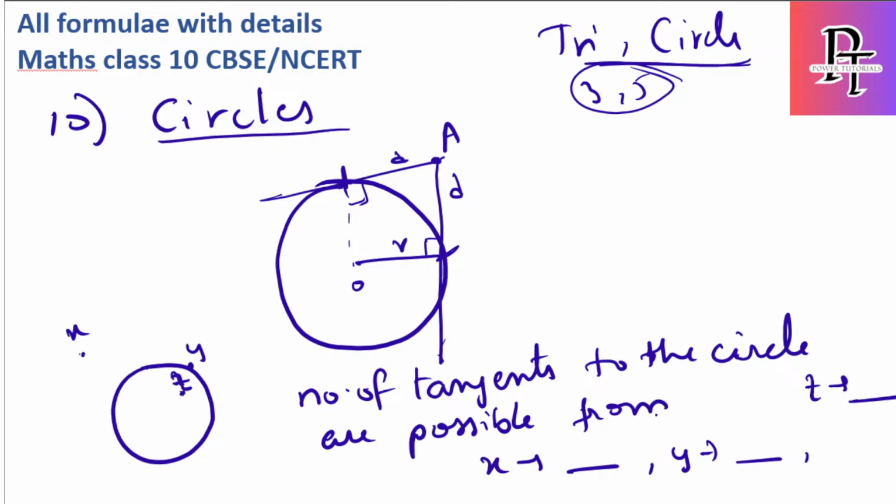From X, infinity. Okay, what about from Y and Z? Good. From X it should be 2, because it should be like this. What about Y? How many tangents are possible from Y? Very good. From Y it is 1. From Z?